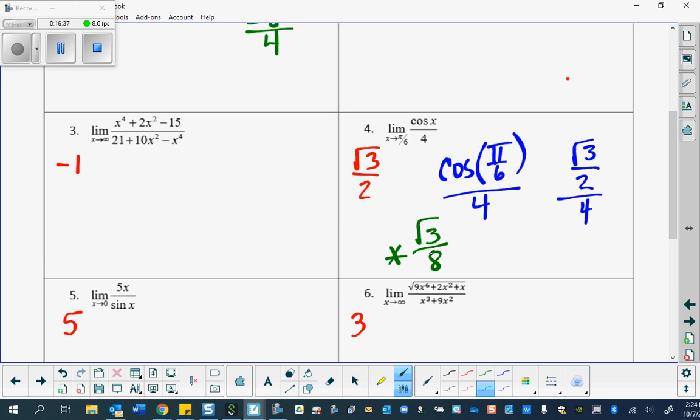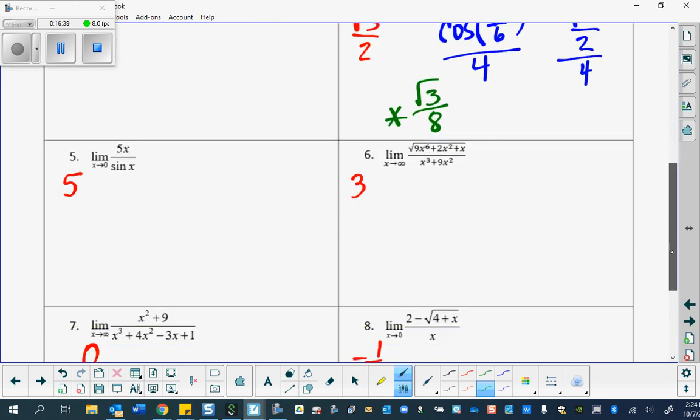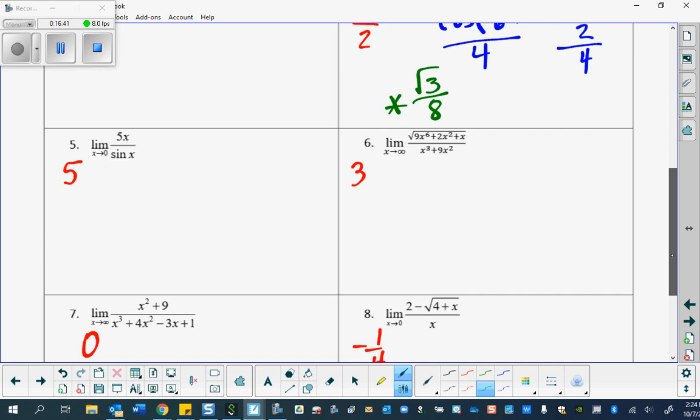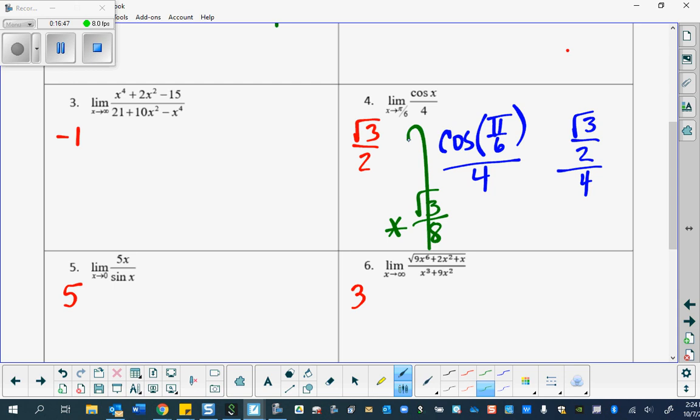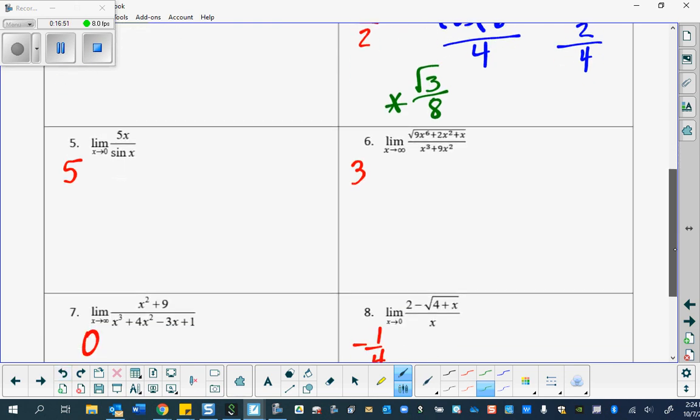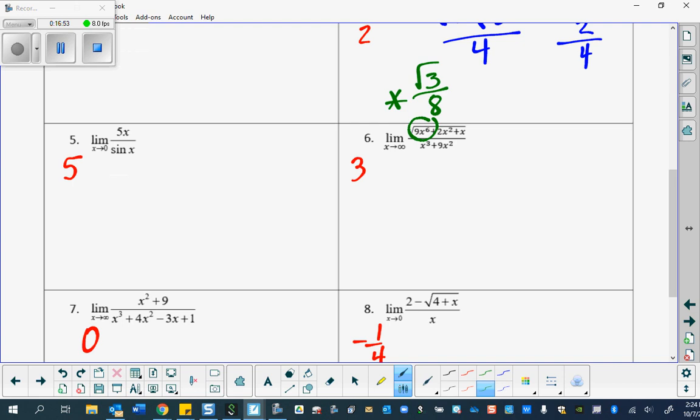All right, and then 6. Okay. Are you ready for this one? Just look at the first term. The square root of 9x to the 6th is 3x cubed over x cubed.